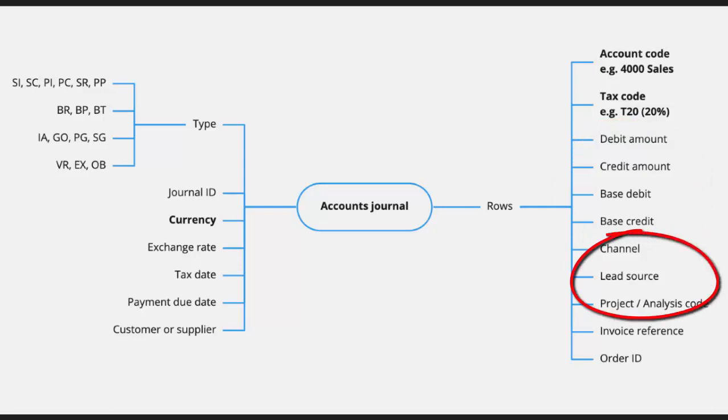The channel, lead source, and project or analysis code are used for segmenting reports and are usually set automatically from sales orders and purchase orders. The invoice reference on a journal is used to match payments against their invoices. The order ID is used to cross-link the accounting data and order screens. Not all invoices have to come from orders. You can enter what we call a quick invoice or supplier bill, which just create an accounting journal.